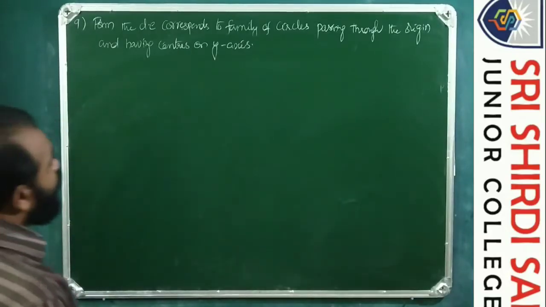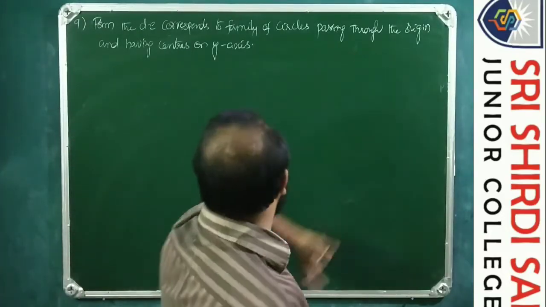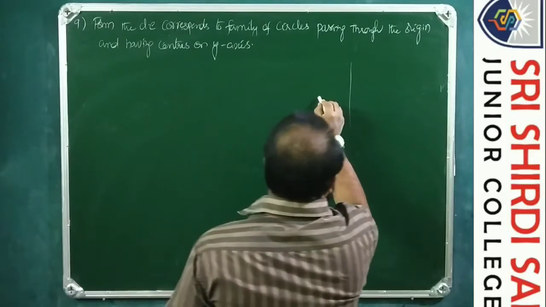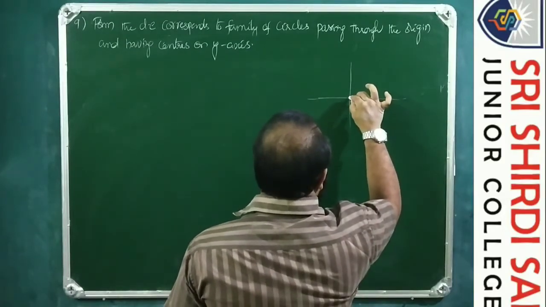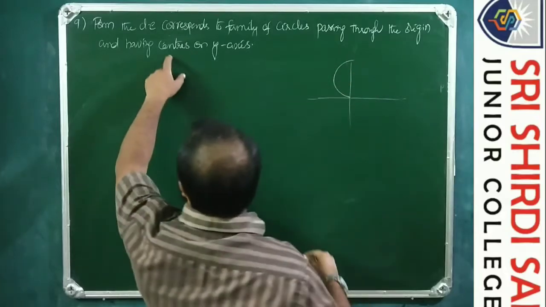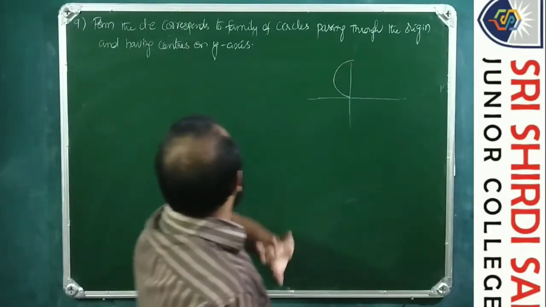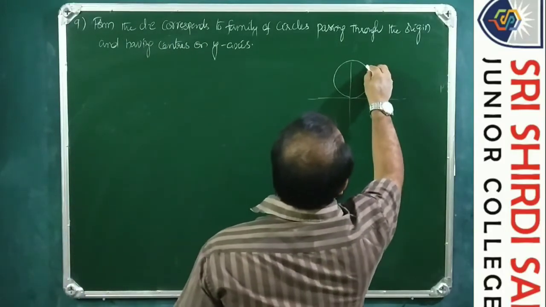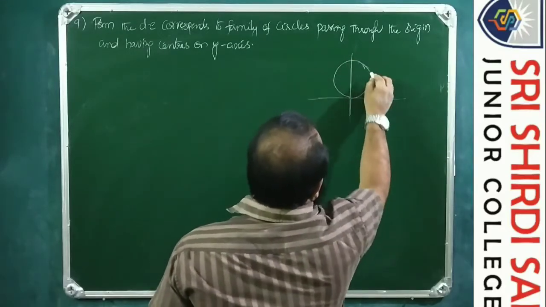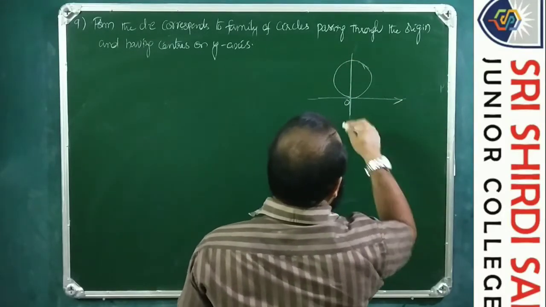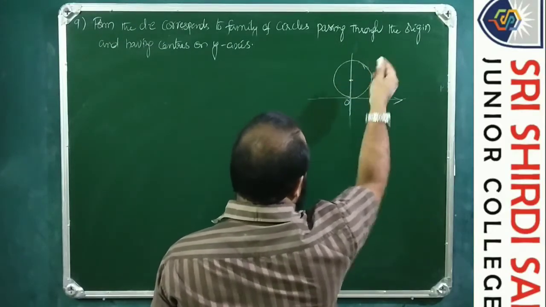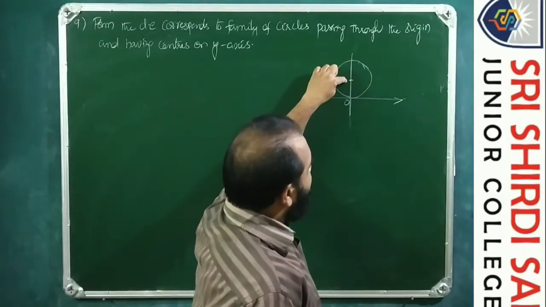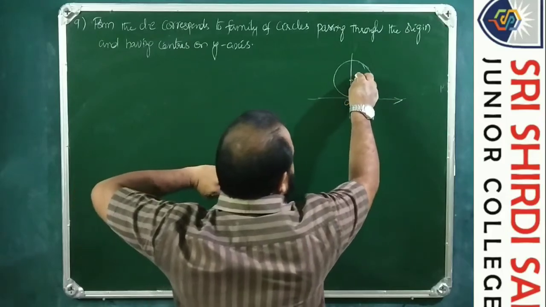Form the differential equation corresponding to the family of circles passing through the origin and having centers on the y-axis. That means this is the circle. This circle is passing through the origin, and having center on the y-axis. So the circle is this. This circle is passing through O and having its center on the y-axis, so on the y-axis, the x coordinate is 0.